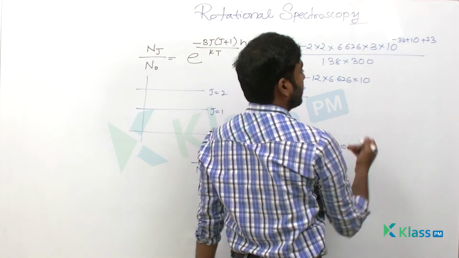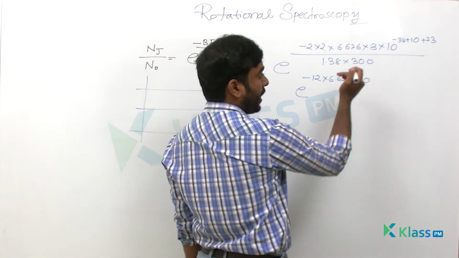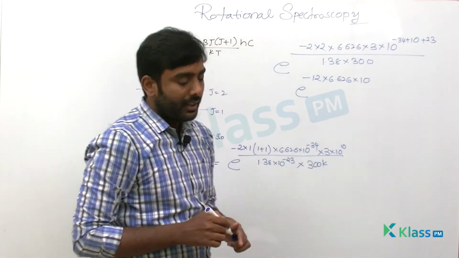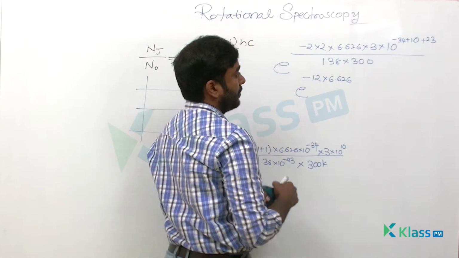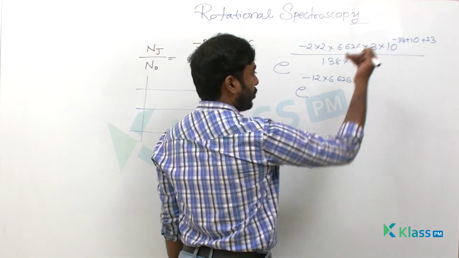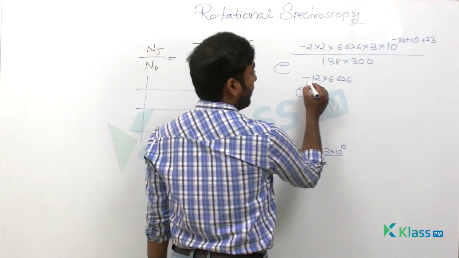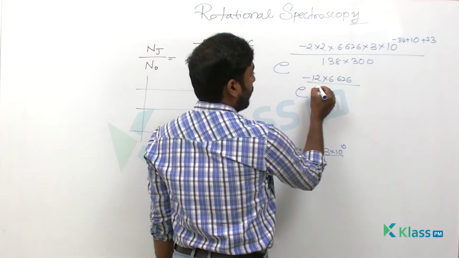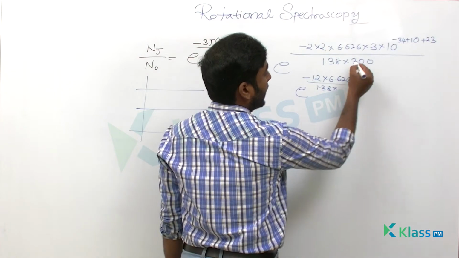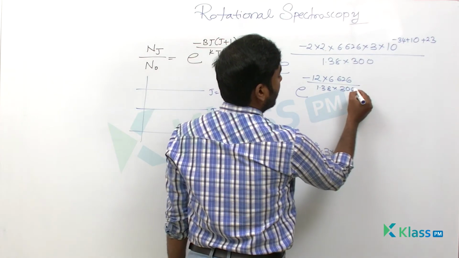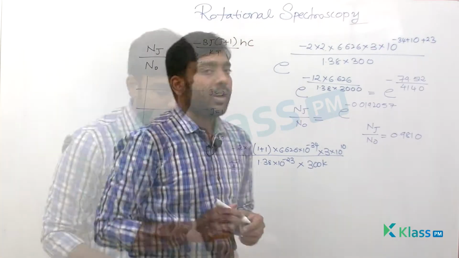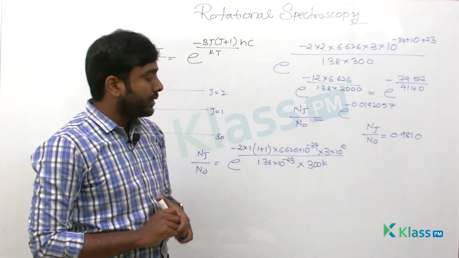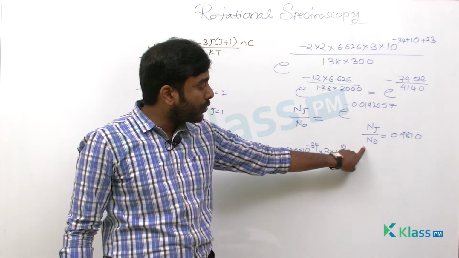Since it is 10 to the power of minus 1, I am writing that in the denominator, so that it will become 3000. Minus 1 means it comes to the denominator, so it will become plus 1. 1.38 into 300 into 10 will become 3000. So by using the calculator, let's do this calculation and see how much we will get.